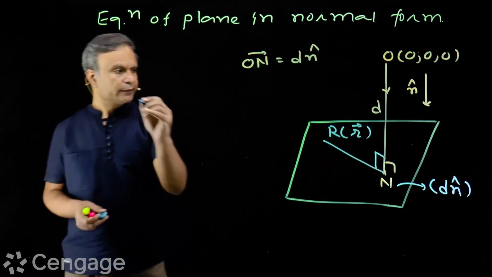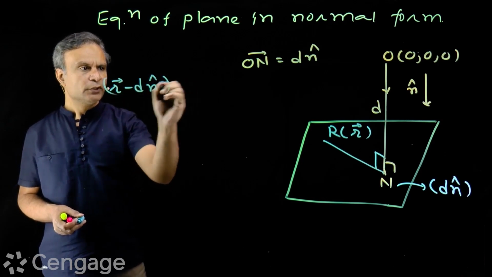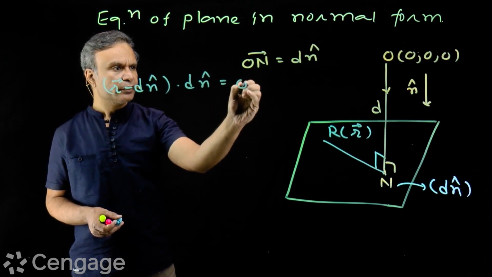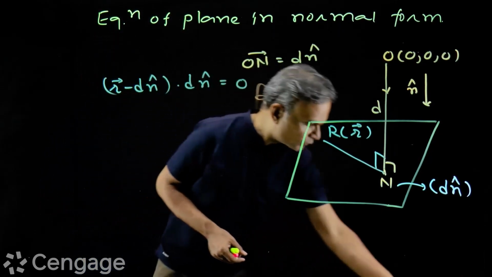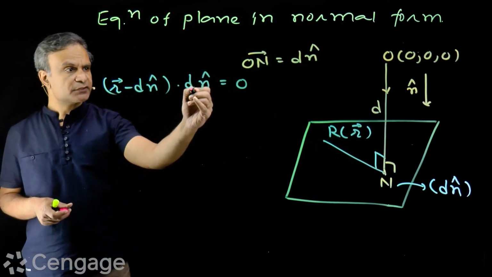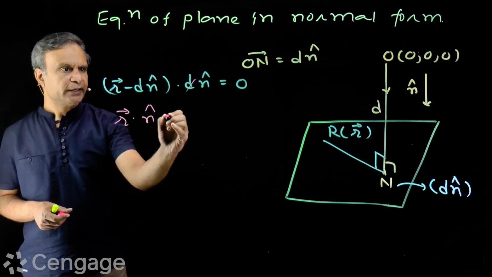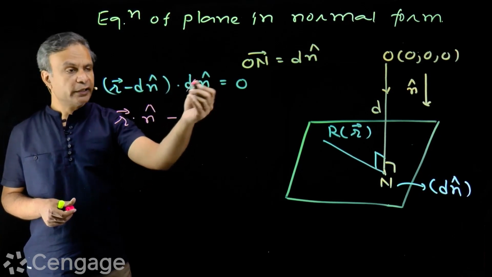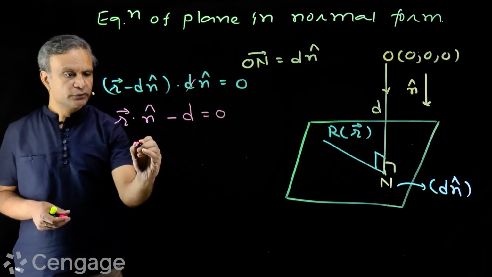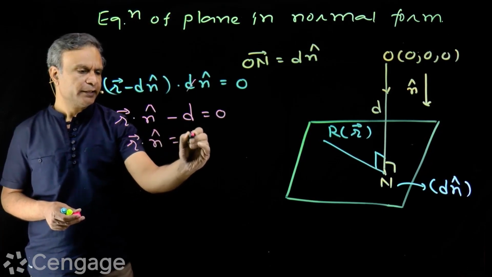This is vector r minus d n cap, dot, and this vector is d n cap. The dot product of these two will be 0, as these two vectors are perpendicular. Then d is a scalar, so we can cancel d. So we get r dot n cap minus n cap dot n cap, and n cap dot n cap is 1 because n cap is a unit vector, so we have here minus d, equal to 0. Shift d on the RHS, and we get the equation of the plane as r dot n cap is equal to d.